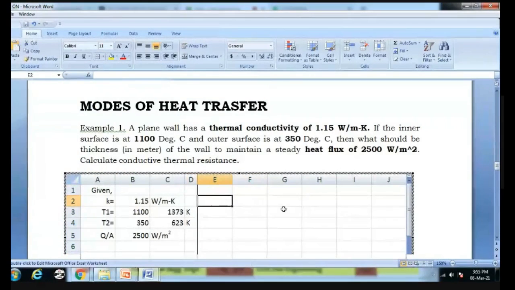Okay, fine. What is required now? What is asked? Calculate the conductive thermal resistance. How do you calculate conductive thermal resistance? What is the formula of R conductive?